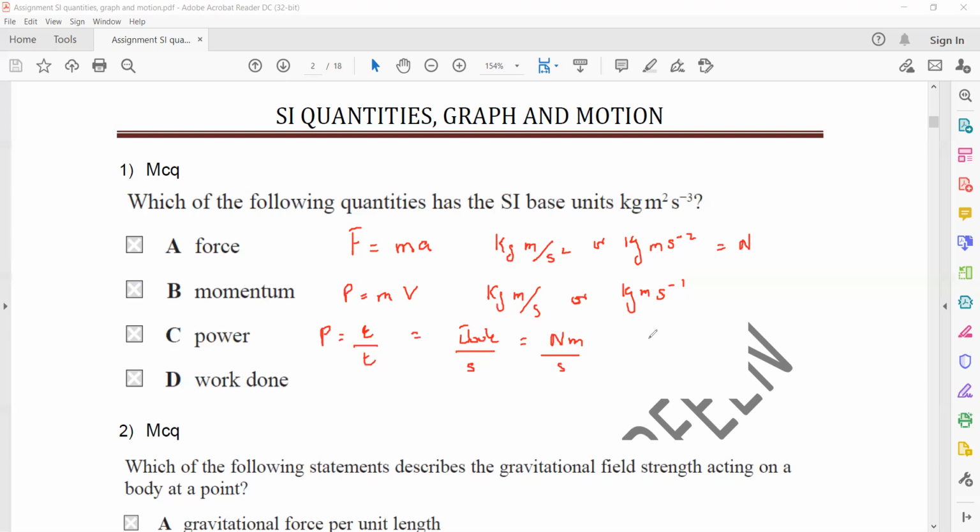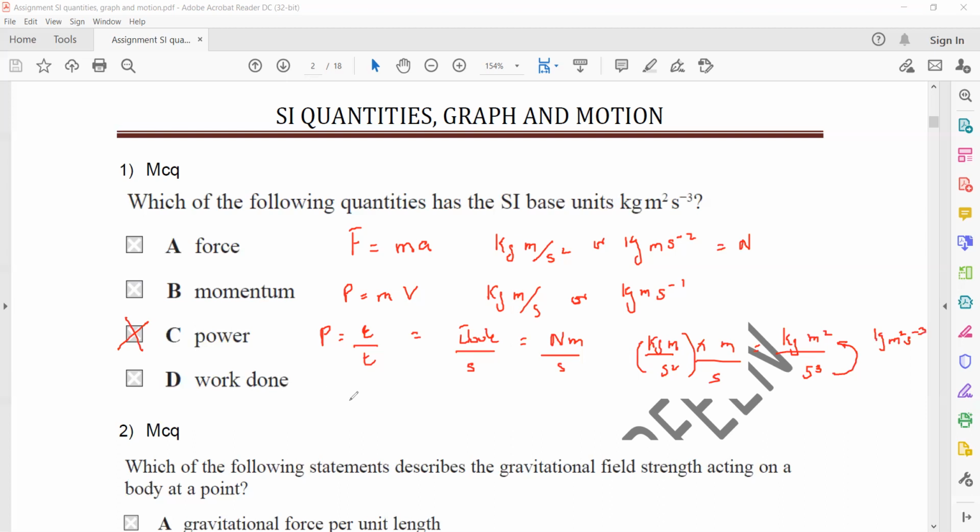So in place of Newton, what can we write? We can write kilogram meter per second square, multiplied by meter, and that is divided by second. So when we simplify this, it will turn out to be kilogram meter square second raised to power 3. And if we move this to the numerator, it will be kilogram meter square second minus 3. That's why option C is the right answer for question 1.